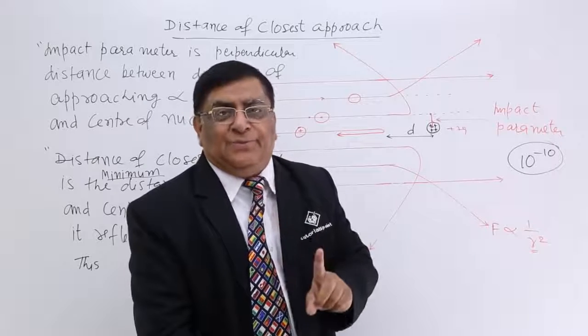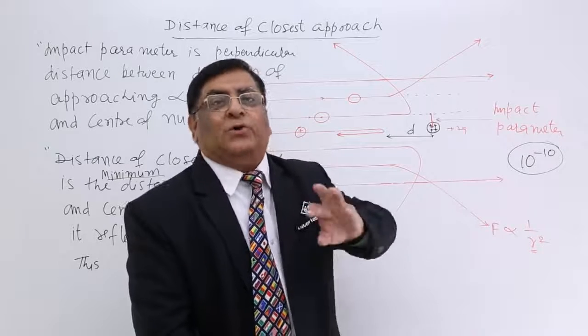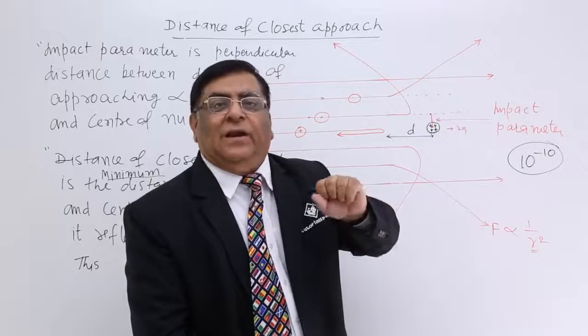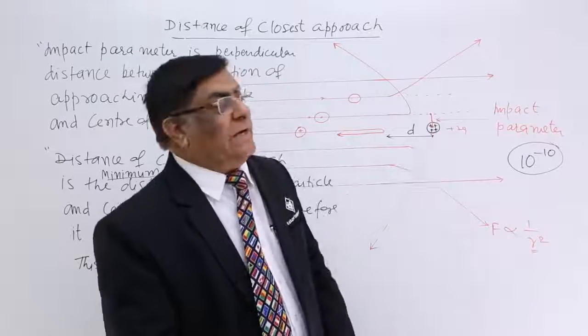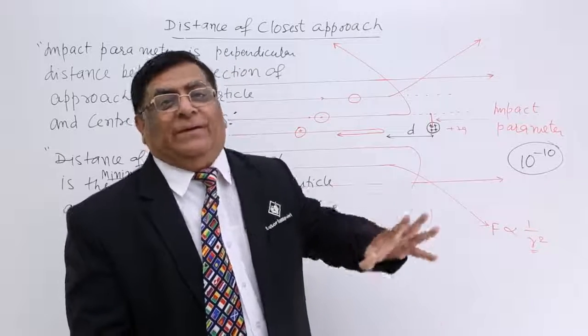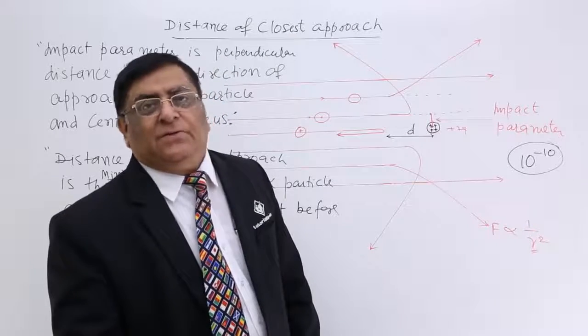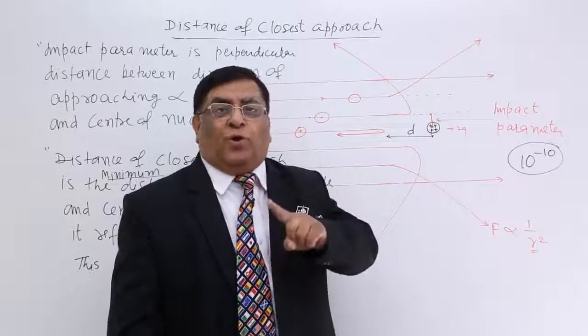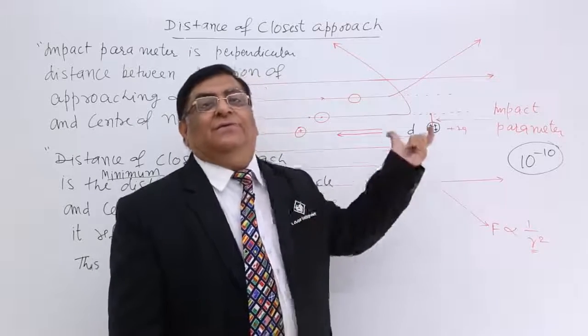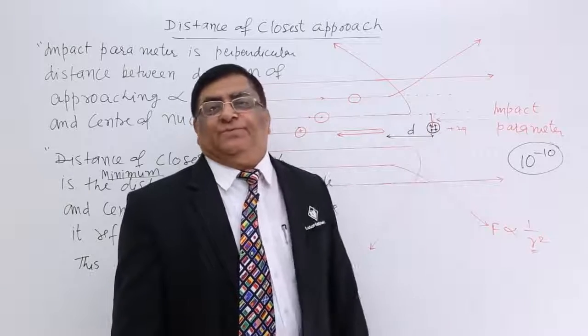So, what was the utility of the distance of closest approach? Answer: it helped to find out the approximate size, or the limit of the size, of the nucleus, that is, how small it can be. Because what was the principle? The size of the nucleus should always be less than the distance of closest approach.